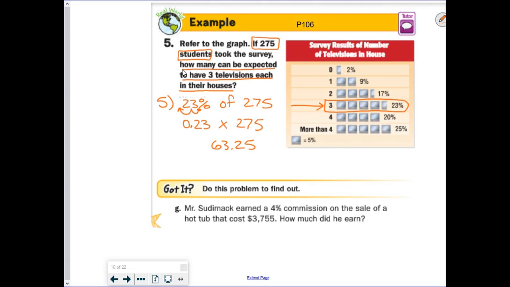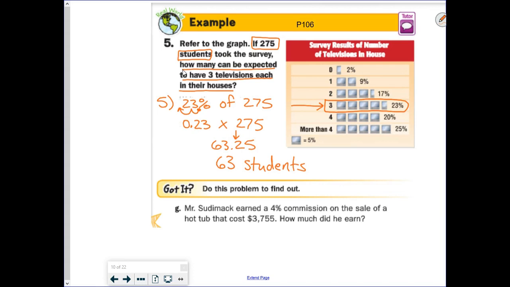I don't think we have to do either one. So what we should do then is to round it the way that the numbers tell us to. Since we would round to the nearest whole student, we would look at the first decimal place to the right. And since that is a 2, which is 4 or less, we would round this down to 63 students. So out of the 275 students surveyed, we could expect to see 63 students having 3 televisions in their house.